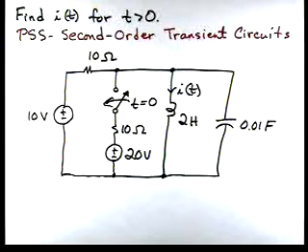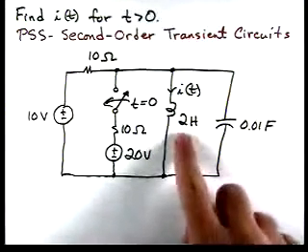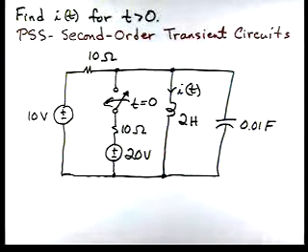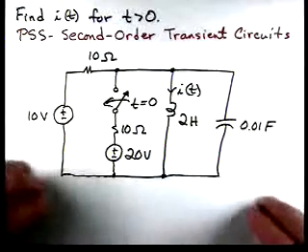In this problem, we want to find i(t) for t greater than 0. The switch closes at t equals 0, and we're going to have a second order circuit because we're going to have both the inductor and capacitor in the circuit. So we'll utilize our problem solving strategy entitled second order transient circuits. And to start off, we want to write the differential equation for our circuit.